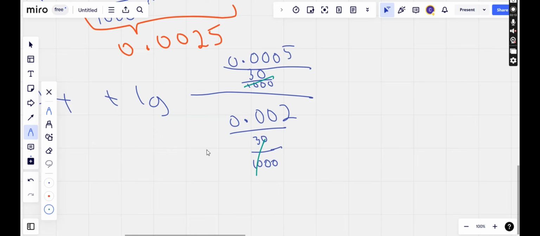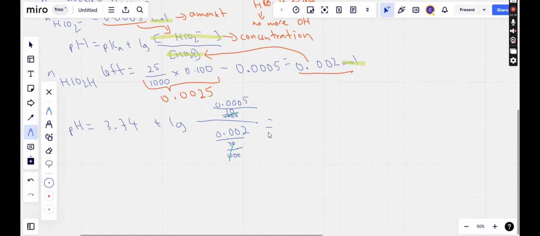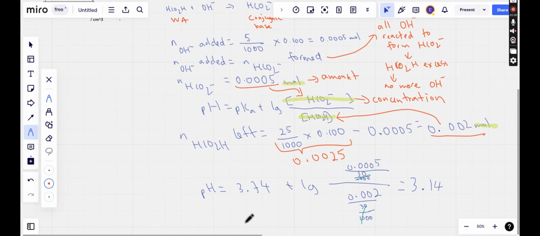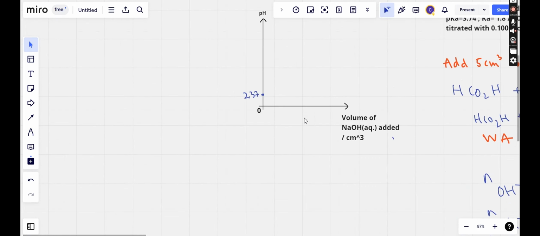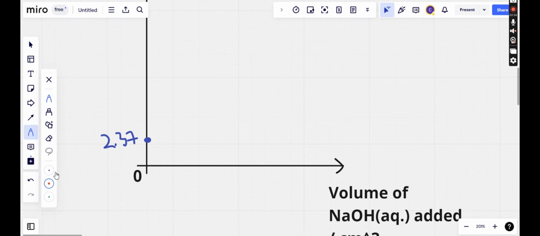Okay, so you plug that whole chunk into your calculator. Your pH should be equal to 3.14, right? So let's go back to the answer. Let's just circle it. It's the correct answer. So on this graph at 5, at 500, it should be somewhere here, 3.14.